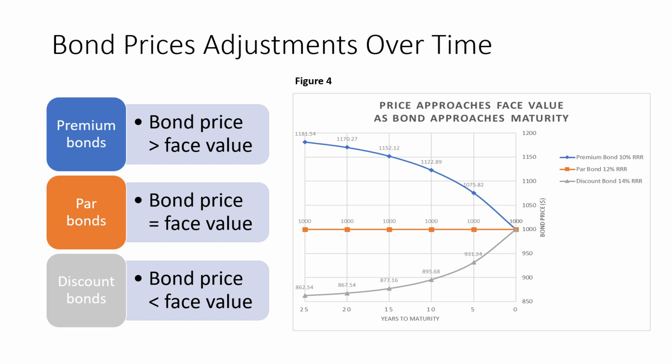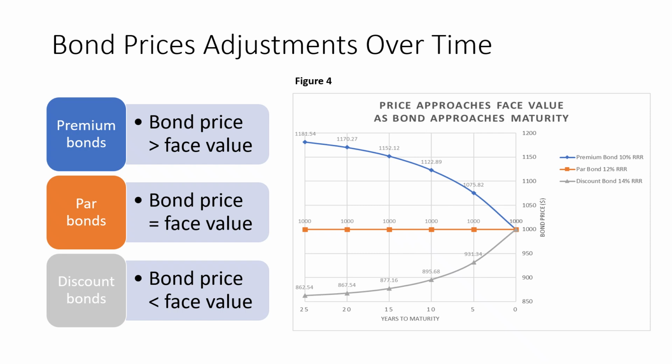The par bond's price equals its face value of $1,000 over the 25 years to maturity because in this case, the coupon rate is 12% and the required market return is 12% when the bond is issued through its maturity, so the bond face value of $1,000 does not change.